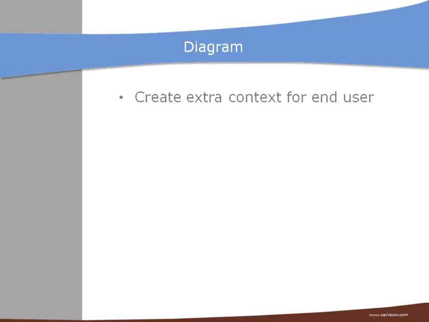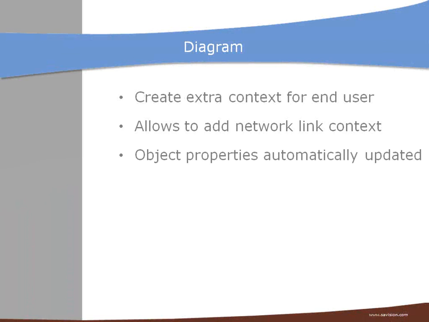Another option to group your objects by location is using a diagram. The diagram allows you to add extra context for the end user. It also allows you to add network link context. And the object properties will be automatically updated. And you need to create a diagram view for each location manually.